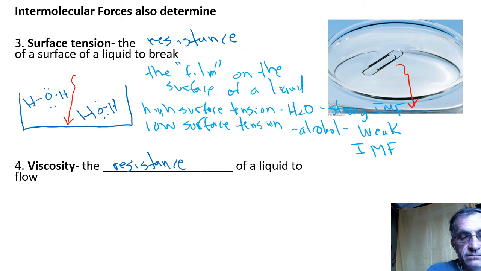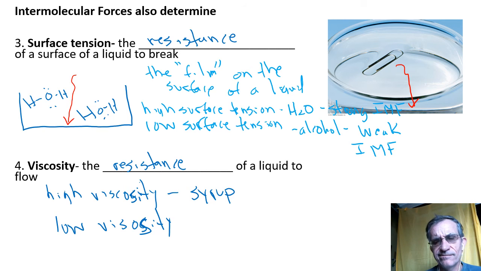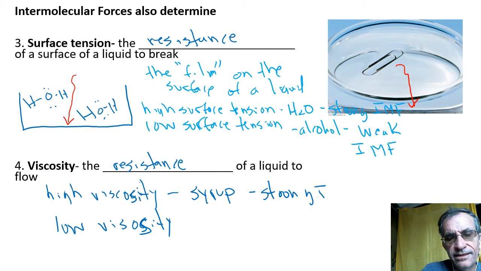Similar to what we just said, you can have things with a high viscosity, and you can have things with a low viscosity. High viscosity is going to be things like syrup. If we think about things in your kitchen, syrup doesn't really want to move. It resists flowing. And why would that be? Because the molecules are really stuck to each other. So syrup has a high viscosity because it has strong intermolecular forces. The molecules really stick to each other. They don't want to go anywhere.